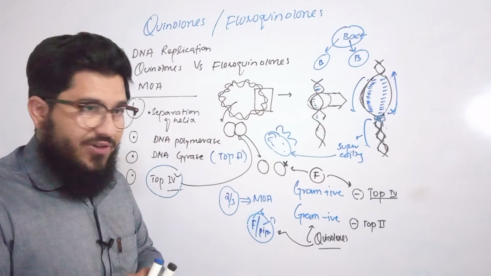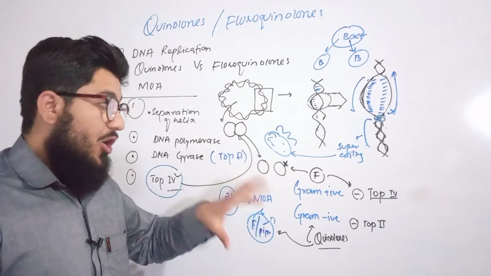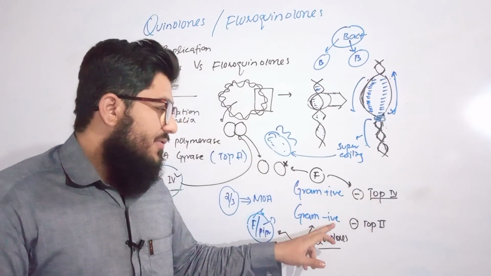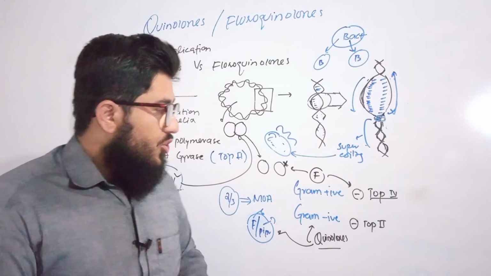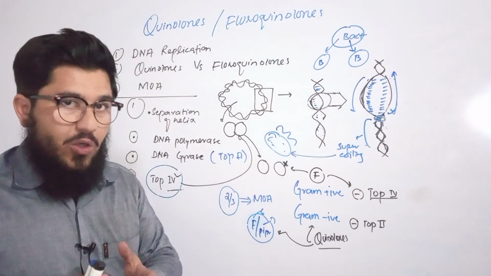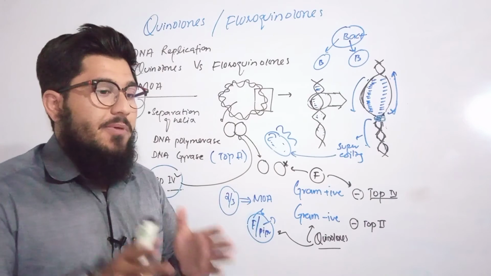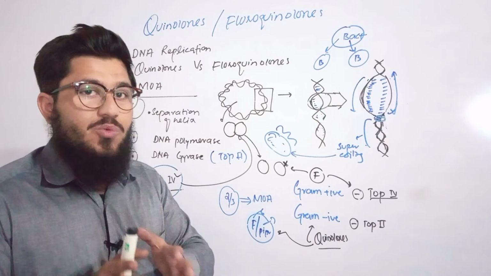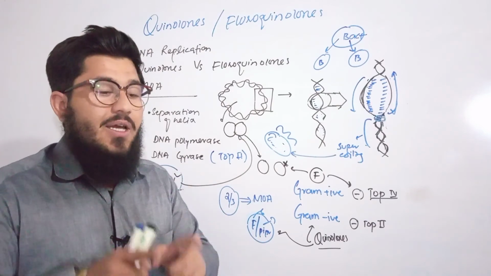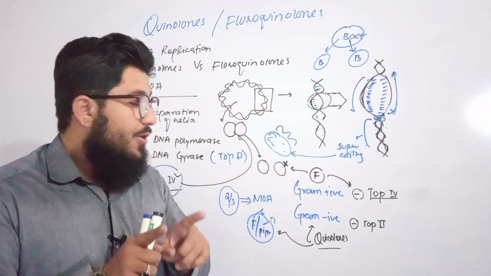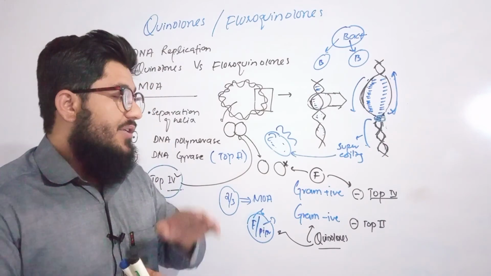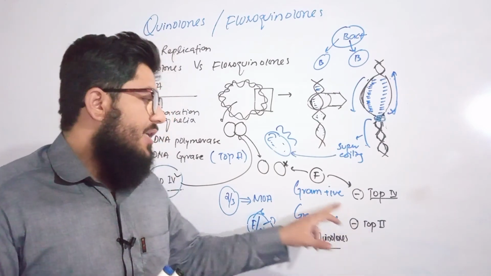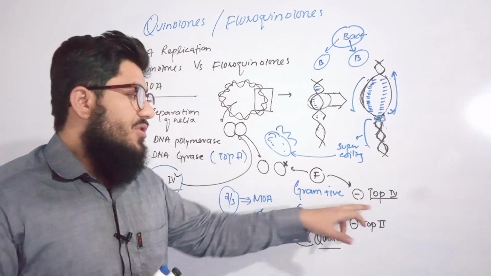Now, what was the site in gram positive bacteria? The fluoroquinolones were supposed to inhibit topoisomerase 4 in the gram positive, and in the gram negative, they are supposed to inhibit topoisomerase 2. So in short, before we had quinolones, they were just effective against gram negative. When the same quinolones were modified, they were named fluoroquinolones, and these fluoroquinolones were able to inhibit both gram negative and gram positive bacteria. In gram negative, they were inhibiting topoisomerase 2, and in gram positive, they were inhibiting the enzyme known as topoisomerase 4.